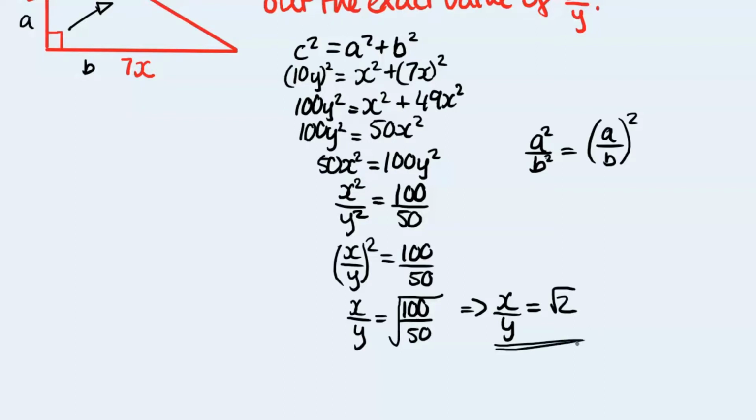Okay, so you just need to get used to using Pythagoras, mixing with some algebra, but as long as you remember the famous rule, a squared plus b squared is equal to c squared, you'll be absolutely fine, okay?